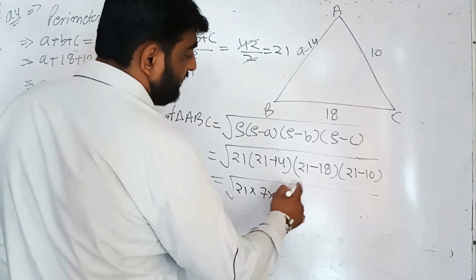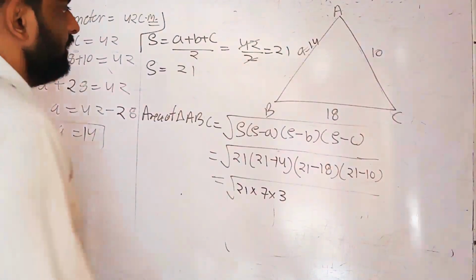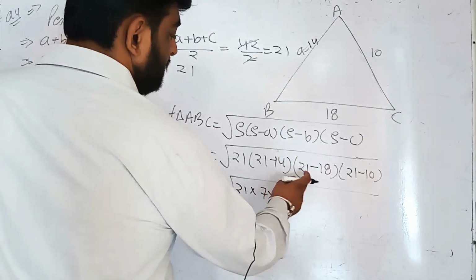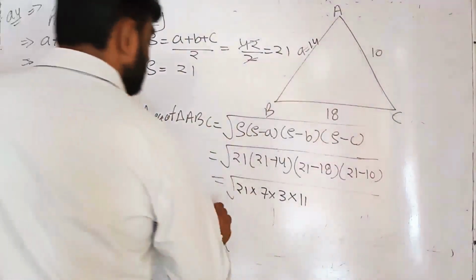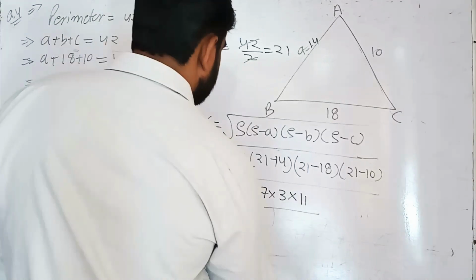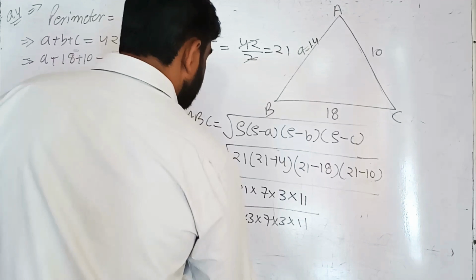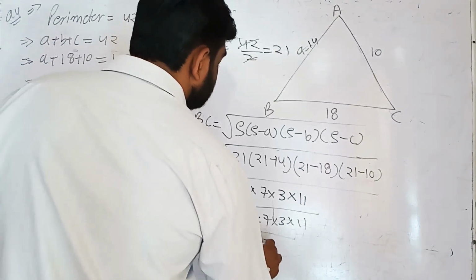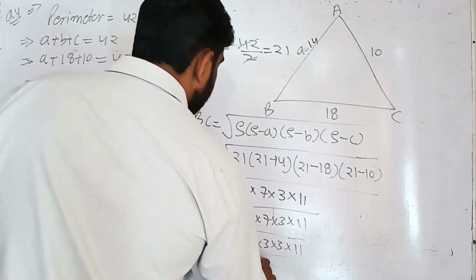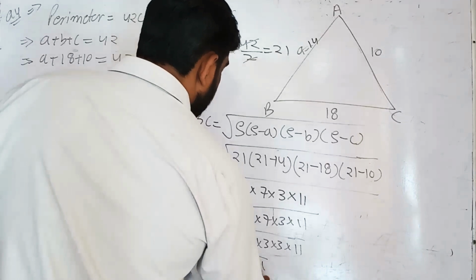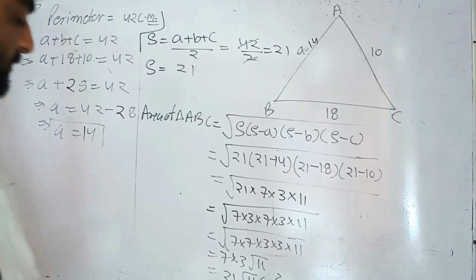Here we written as 3. I think 3 is there. And here it is written as 11, students. So 21 we written as 7 into 3, and 7 into 3 into 11, where 3 appears 2 times as a pair, and 11 is 1. So 7 into 3 into 11, that is 21 root 11 centimeter square. It's your area of triangle ABC.